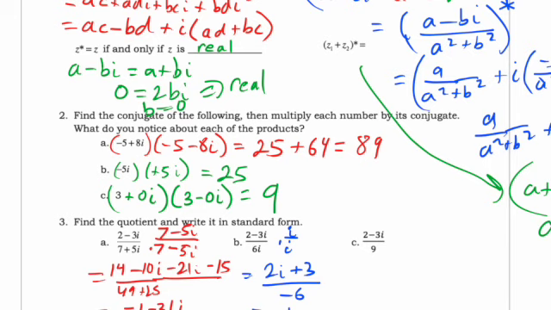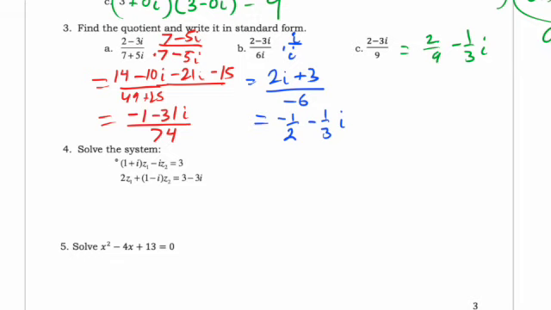So to write in standard form, you can write this as negative half, minus, let me just double check something here. Yeah, negative half minus 1/3 i. Next one, you just split that into 2/9 minus 1/3 i, right?